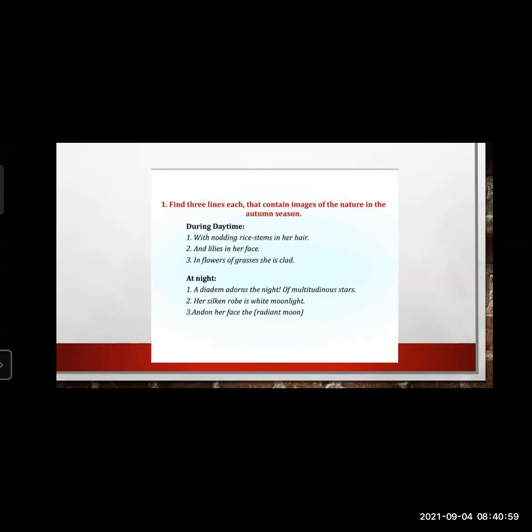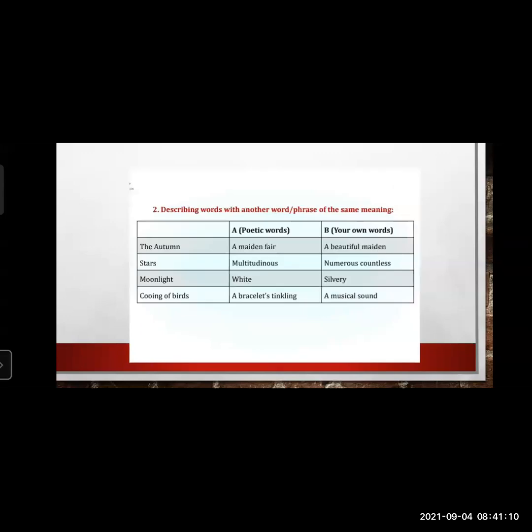The third one is adorn her face with a radiant moonlight. The face becomes very bright because of the brightness of the moon. So these are the things we have seen in the poem, the images we have seen in the poem.